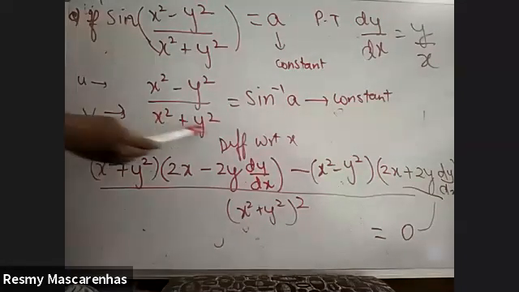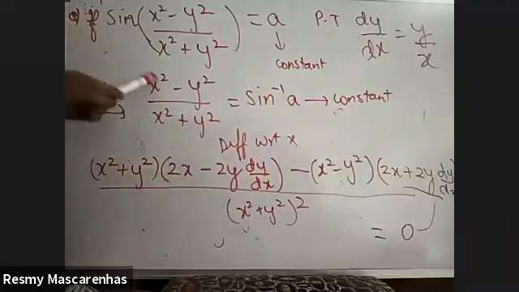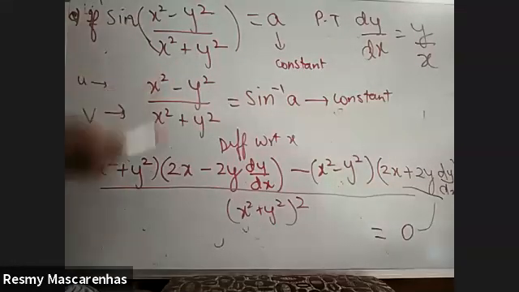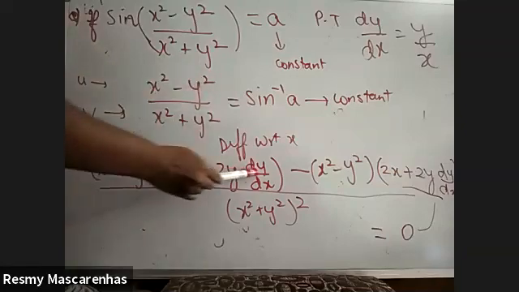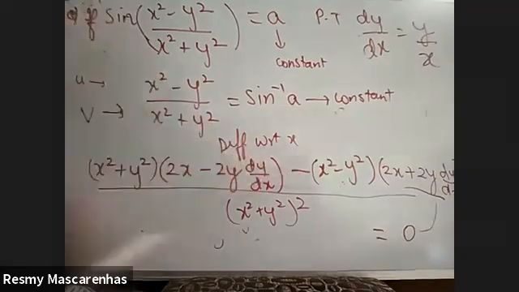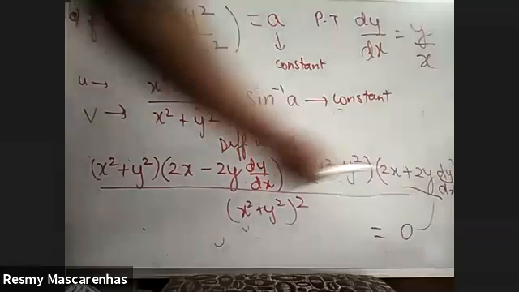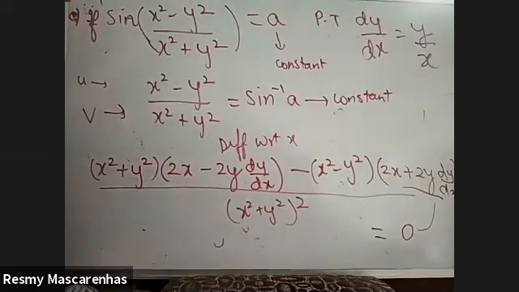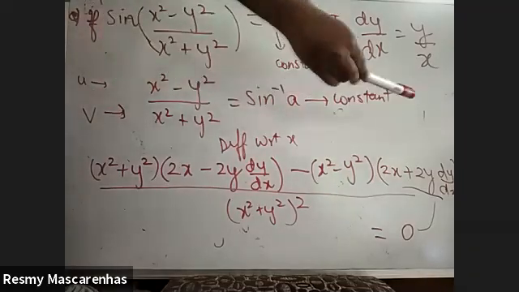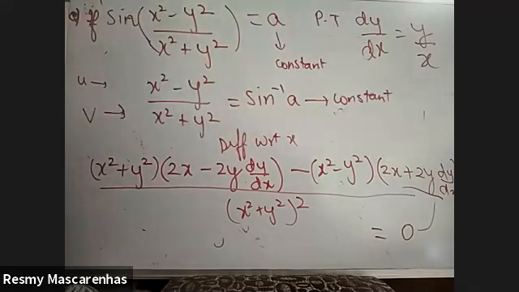So what I've done is v into derivative of u. U means the whole thing, so 2x minus 2y extra dy by dx. The middle sign is minus as per the formula. Then write u as it is and take the derivative of v, the denominator, the same way. And this side will be sine inverse a, whose derivative will be 0, upon v square, this whole thing, the whole square. Now open up the brackets.